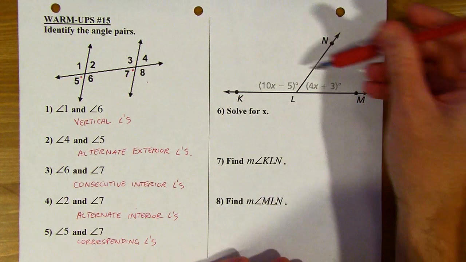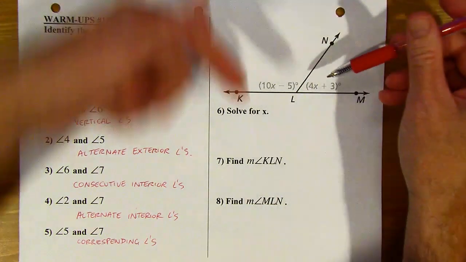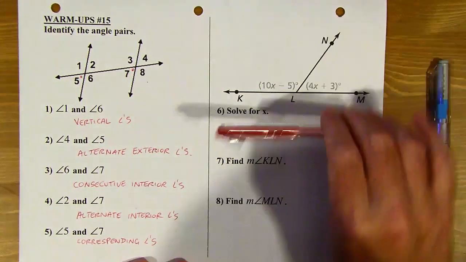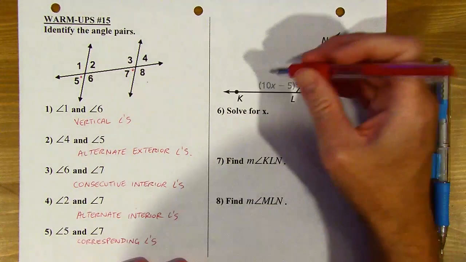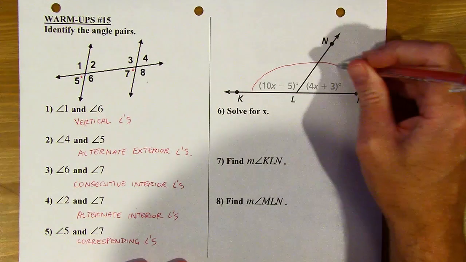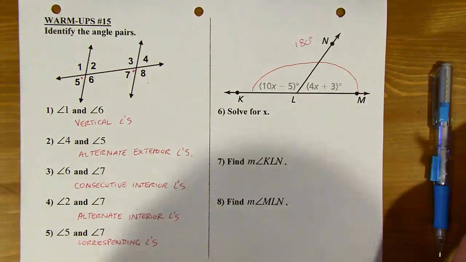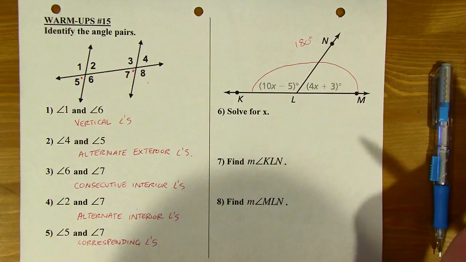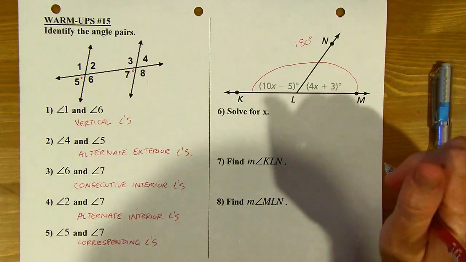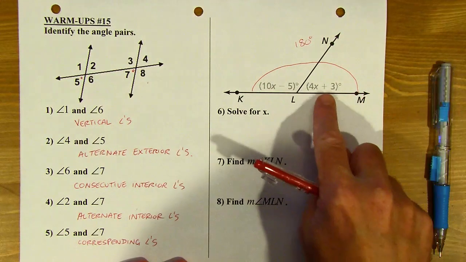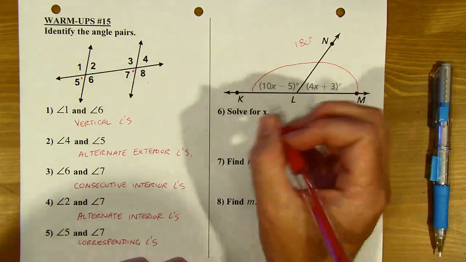So I've got these two angles that are next to each other. They're adjacent. They're stuck together. And together I can see that they form a straight line. Okay? So that is telling me that those two angles together are going to form a 180-degree angle. They're a linear pair. Together they form a straight line. So that is going to allow me to say that 10x minus 5 plus 4x plus 3 is going to equal 180.